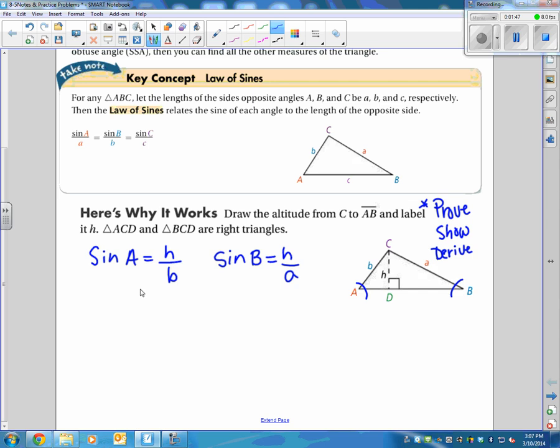The next thing I would do is I'm going to go ahead and solve each of these equations for h. So to do this, I'm going to multiply both sides by b. So I'm going to have the sine of A, and I'm going to put that in parentheses and keep it together, times b equals h. And then I'm going to multiply both sides by a in this particular situation, and I'm going to say that the sine of B, again, group it together, times a equals h.